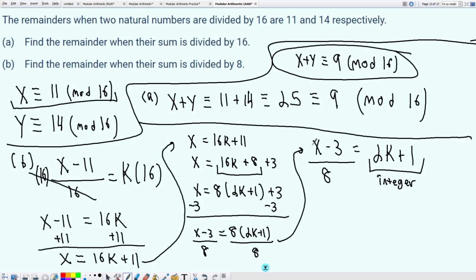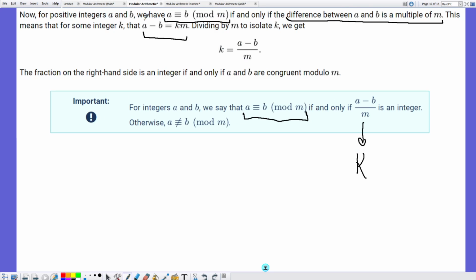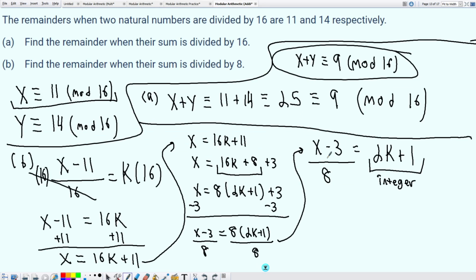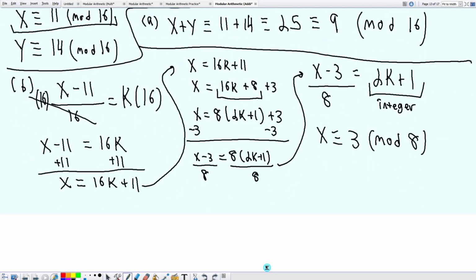So I have that the difference of x and 3 over 8 is equal to an integer, which means, of course, according to our definition, we have modulo congruence between a and b in the definition, or in this case, x and 3. So this establishes the fact that x is congruent to 3 mod 8. So that's crucial fact number 1.